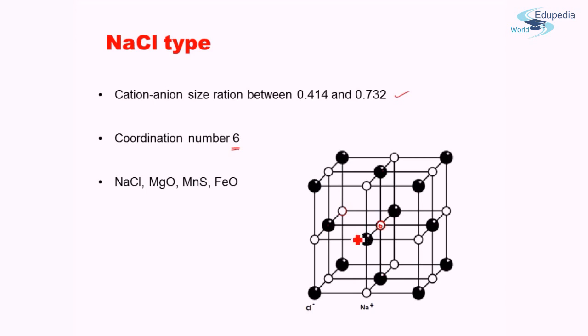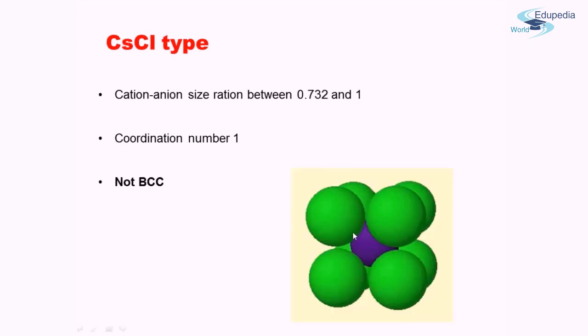Next, let's move to the cesium chloride type of structure. Now in the cesium chloride type of structure, what we see is that cesium and chlorine are quite close in size. They lie in the 0.732 to 1 range.